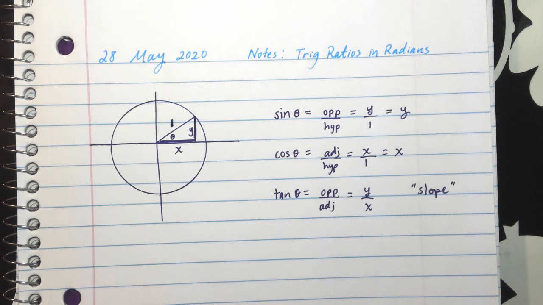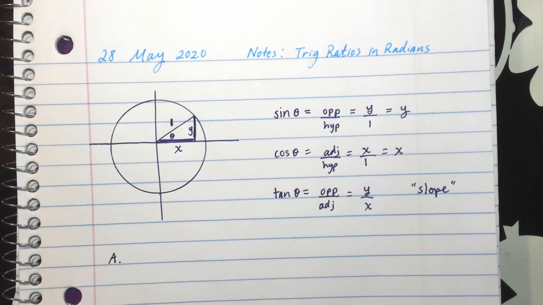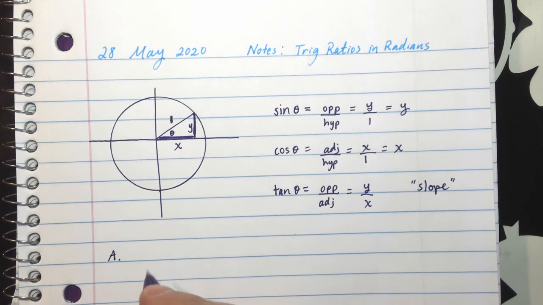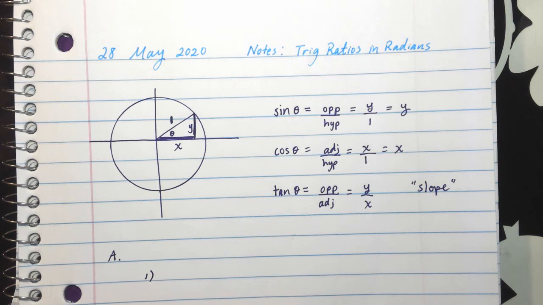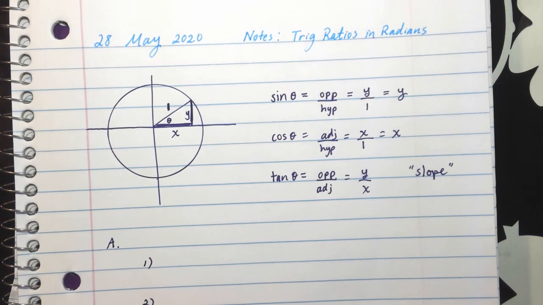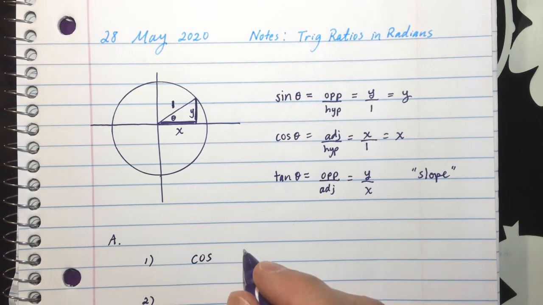Here we go. The assignment has 4 parts. Easy part, Part A. I'll do a few examples for you. Actually, I'm just going to do 2 examples for you per section. Cosine of 4 pi thirds.